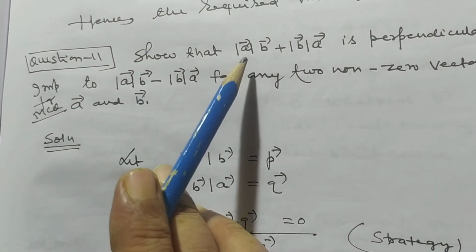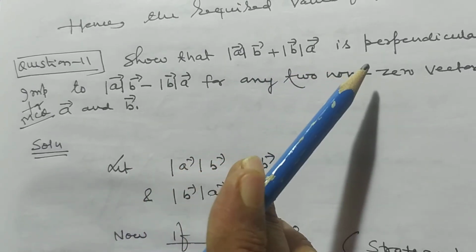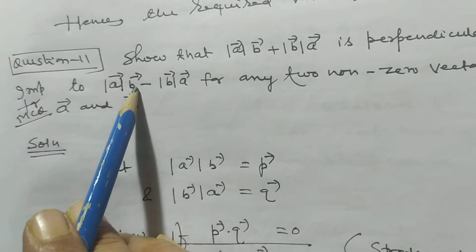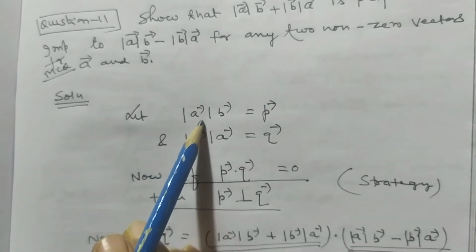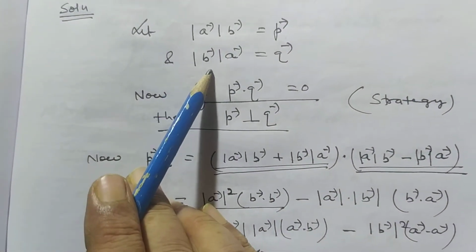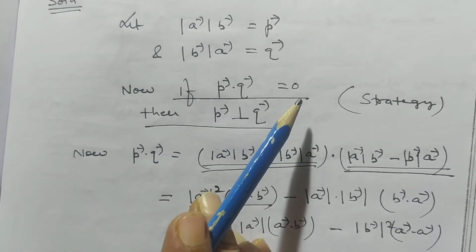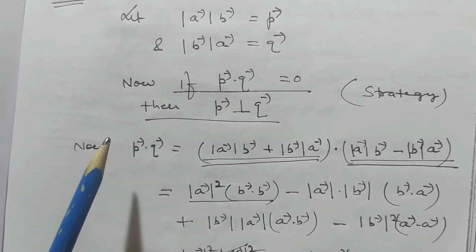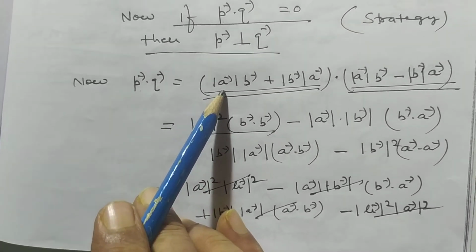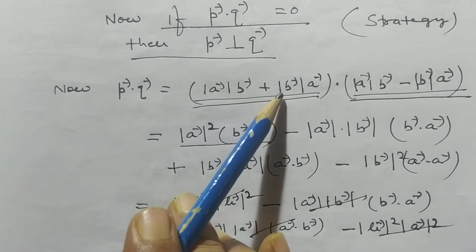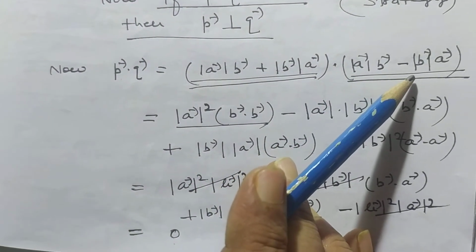Question 11. Show that magnitude of A times vector B plus magnitude of B times vector A is perpendicular to magnitude of A times vector B minus magnitude of B times vector A, for any two non-zero vectors A and B. Let magnitude of A vector B be vector P and magnitude of B vector A be vector Q. Now if vector P dot vector Q is equal to 0, then vector P is perpendicular to vector Q. Now vector P dot product with vector Q is equal to magnitude of A vector B plus magnitude of B vector A dot product with magnitude of A vector B minus magnitude of B vector A.